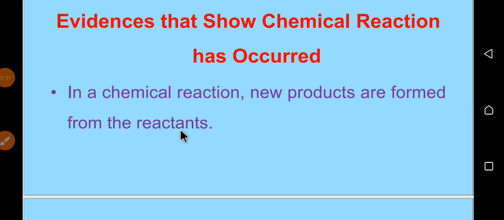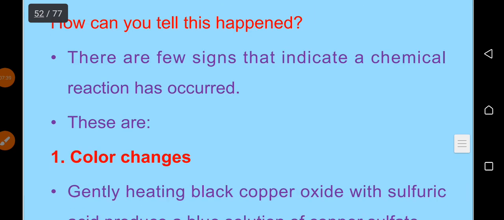ያነሳችሁትን ጥያቄ ለመመለስ ያክል in a chemical reaction በኬሚካል ሪአክሽን ጊዜ new products are formed from the reactant. ከሪአክታንቱ አዲስ ፕሮዳክት ይፈጠራል። So how can you tell this happened? There are a few signs that indicate a chemical reaction has occurred.